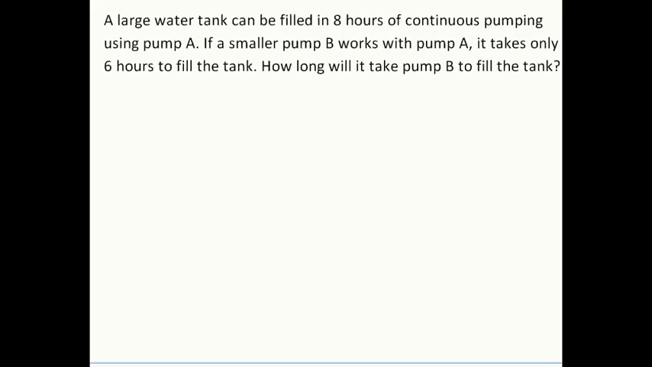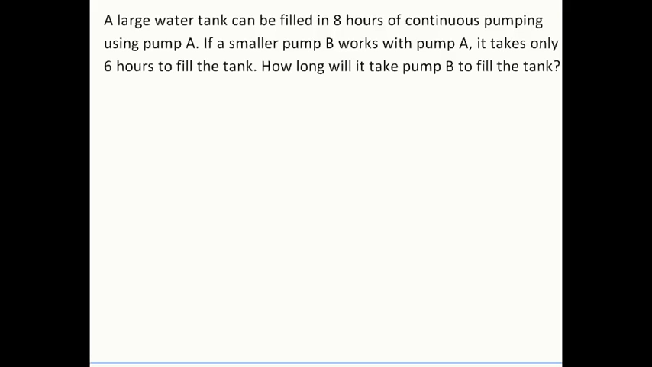The first one says a large water tank can be filled in 8 hours of continuous pumping using pump A. If a smaller pump B works with pump A, it takes only 6 hours to fill the tank. How long will it take pump B to fill the tank? So here we're looking for the amount of time it will take pump B to fill the tank. So that's going to end up being our variable.